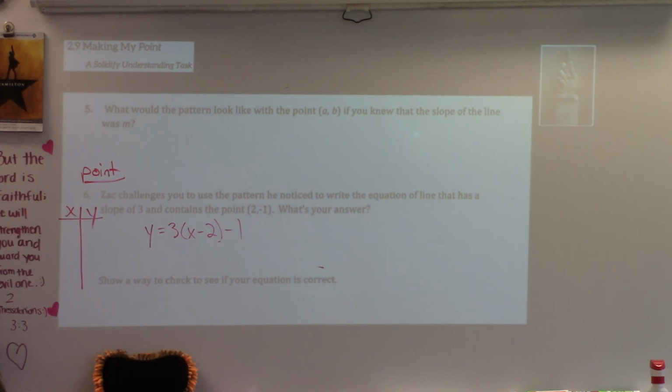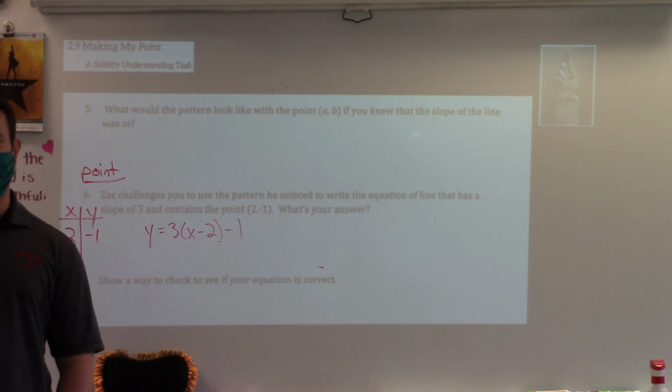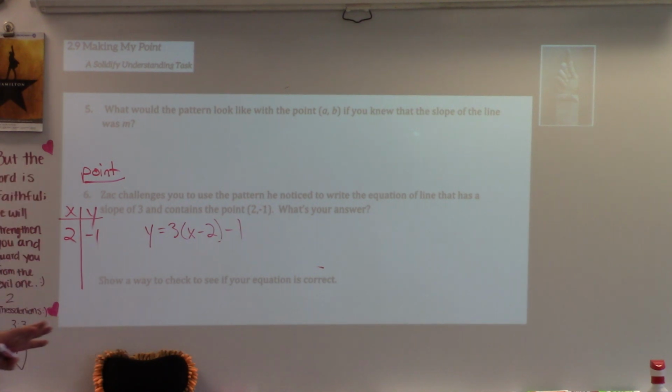It's not 2, it's not -1. It is the point 2 comma -1. Imagine it not being y. So the point is 2, negative 1. What is the rate of change? 3. A slope of 3, meaning we are repeatedly adding by 3.